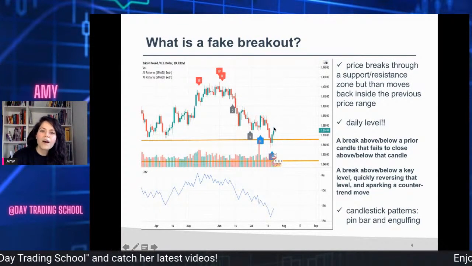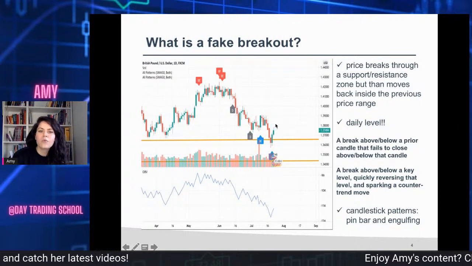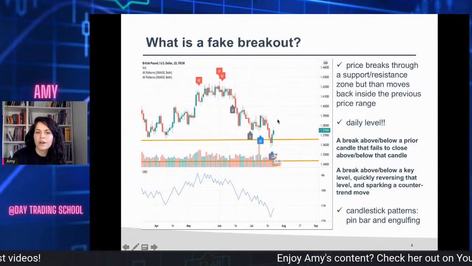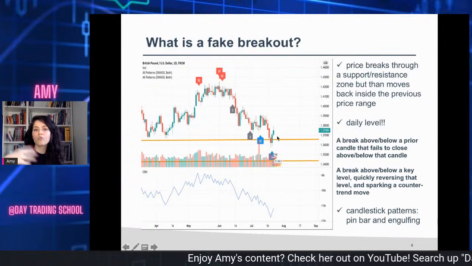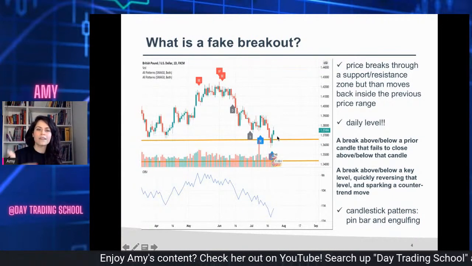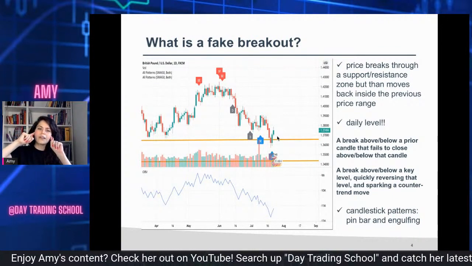Just be careful when price moves back into the previous range. Well, there could be a second attempt, right? The second attempt could lead to a real breakout. So always be careful with this and think psychologically.